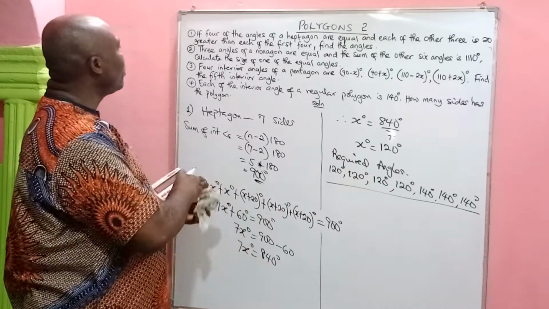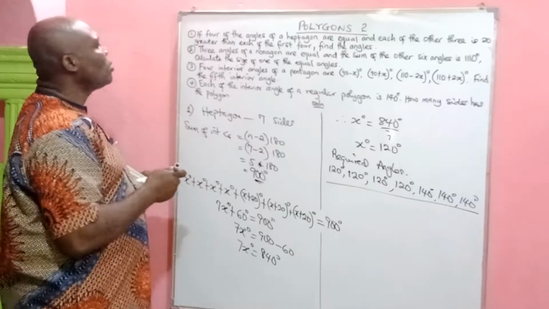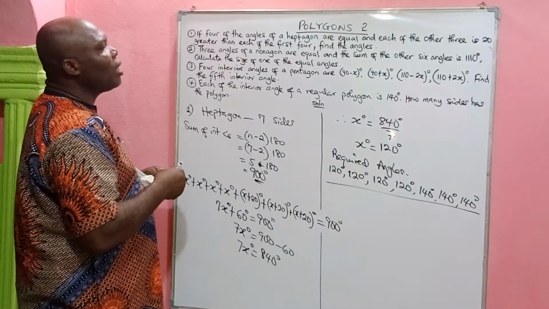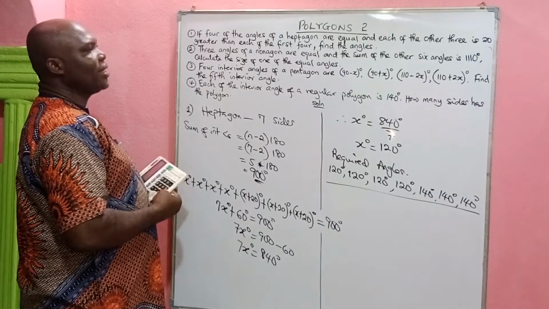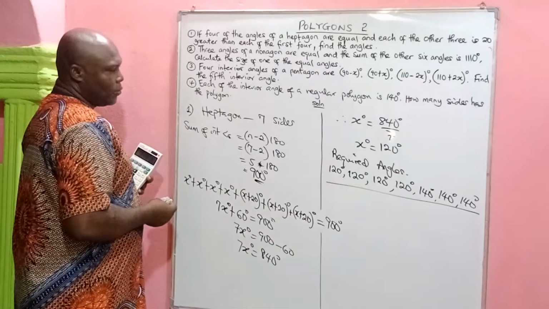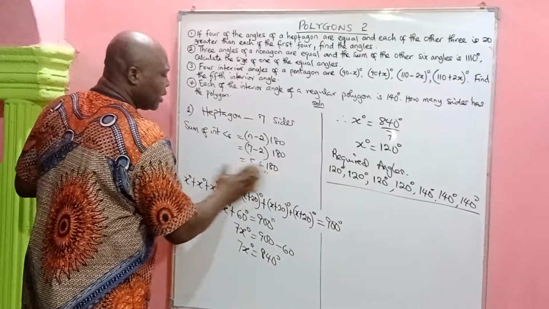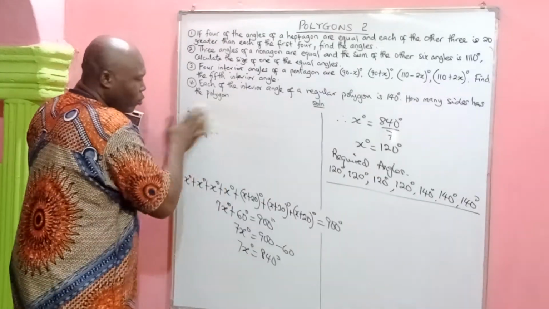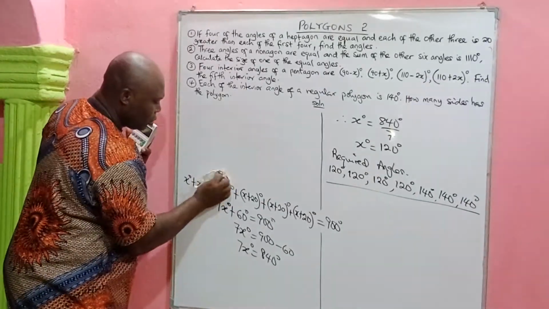We're taking the second one. They say 3 angles of a nonagon are equal, and the sum of the other 6 angles is 110 degrees. Calculate the size of the equal angles. All right, without waste of time, we'll be taking that. Number 2.